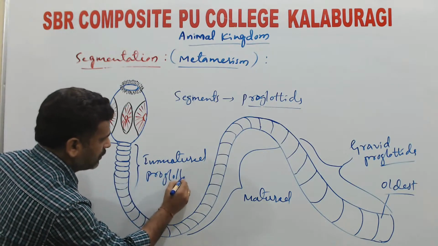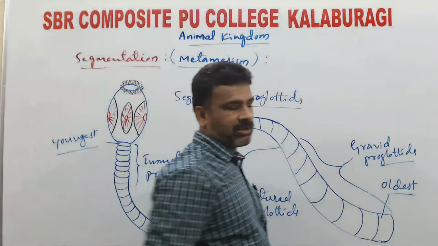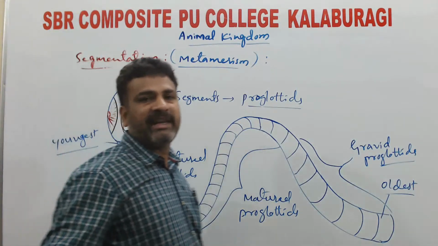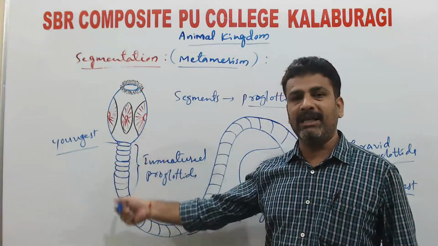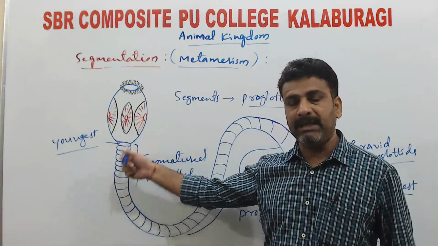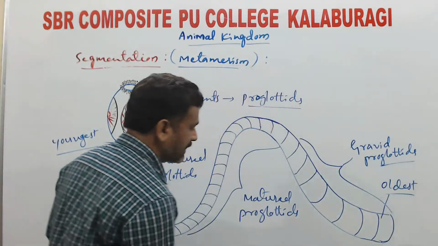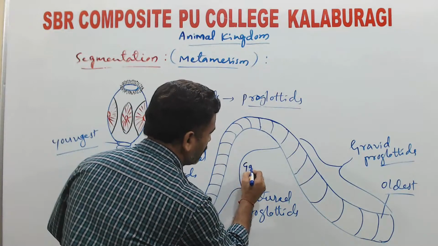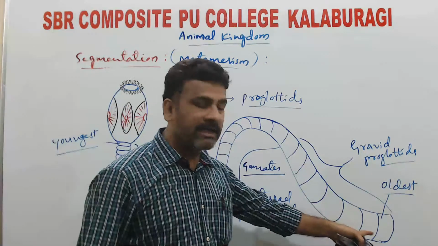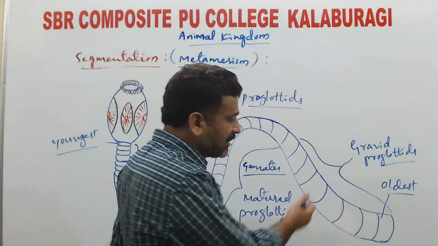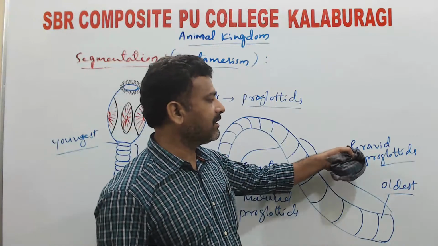Immature proglottids, matured proglottids, and the gravid proglottids. The immature proglottids are not at all involved in any sexual or asexual reproduction, but these are the youngest ones, present towards the anterior most part of the body. But whatever these mature proglottids are there, they are involved in sexual reproduction by the formation of the gametes. But whatever these gravid proglottids are, by detaching from their parental body, they are involved in asexual reproduction. Those are referred to as the gravid proglottids.